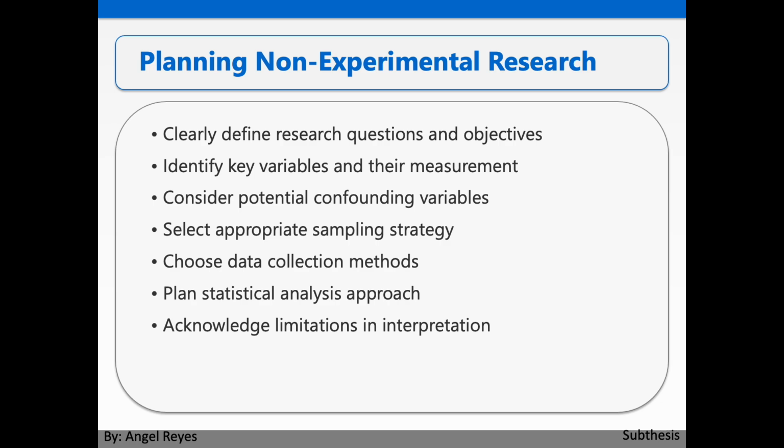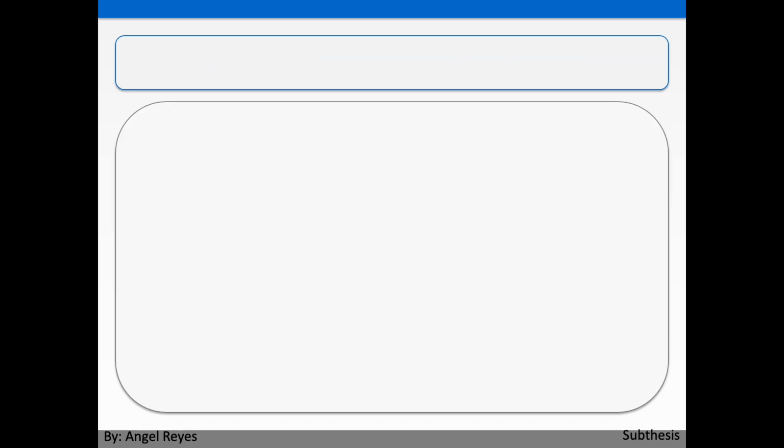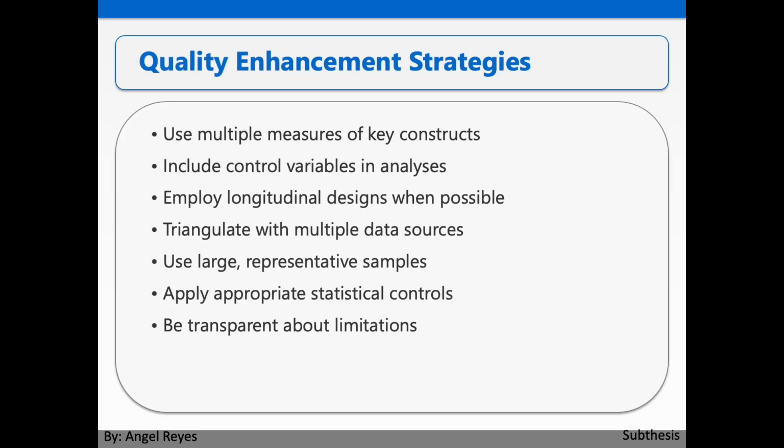Finally, acknowledge limitations in interpretation. Build into your research plan a realistic assessment of what conclusions you can and cannot draw from your non-experimental data. While non-experimental research has inherent limitations, there are different strategies that you can use to enhance the quality and credibility of your findings. Use multiple measures of key constructs.